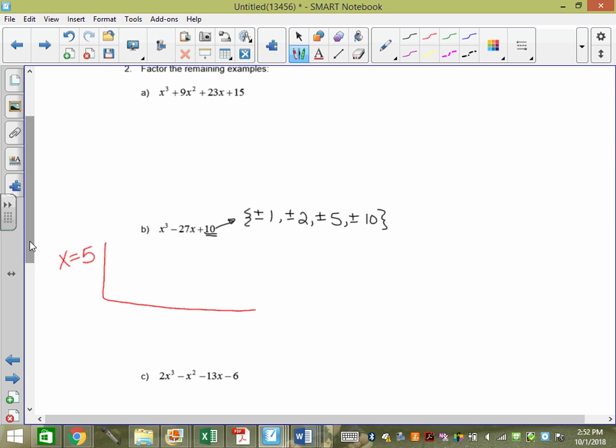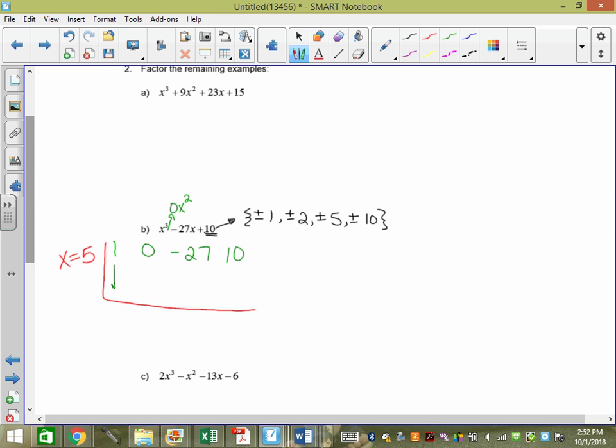X squared. I need a 0x squared in here. So I need 1, 0, negative 27, and 10. The people who forget the 0 sometimes think that they picked the wrong x-intercept off of the calculator. You didn't pick the wrong x-intercept. It just didn't work out because you forgot the 0 placeholder, right? Because remember, if you pick a proper x-intercept, you should get a remainder of 0.